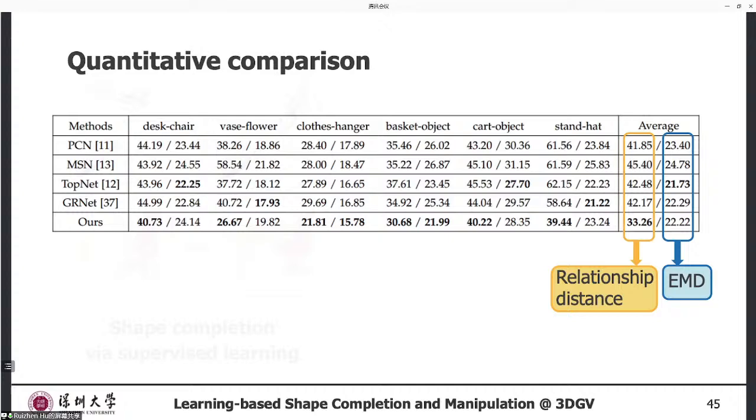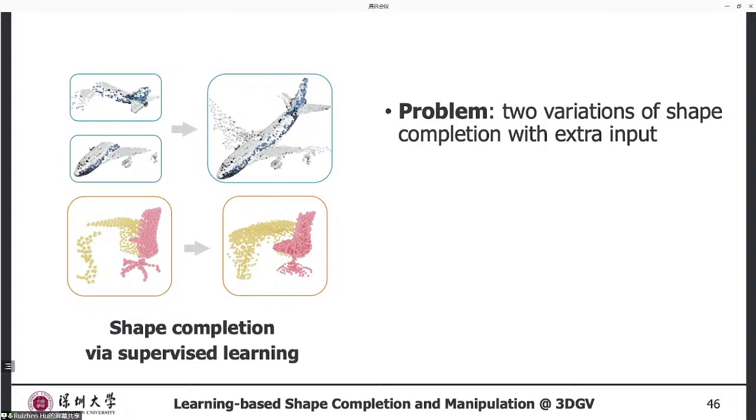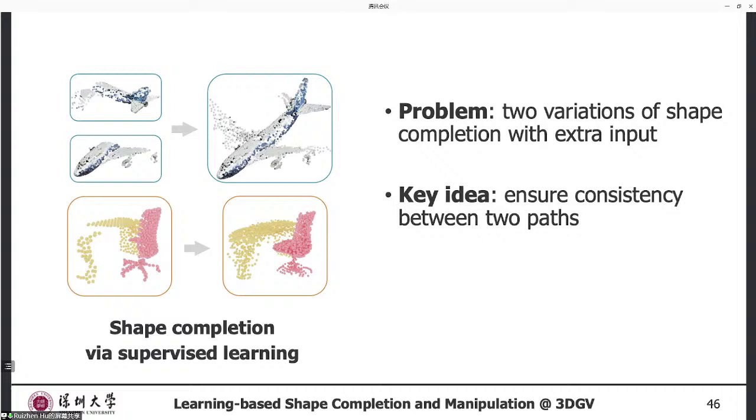So to summarize a bit, for the first set of works, there are two variations of shape completion tasks with actual input or constraints. And the key of those two works is to ensure consistency between two passes, either by switching the order of two operators or two shapes. And both of them are solved using supervised learning, as it's quite easy to get pairs of partial and complete point clouds of the same object to provide the training data.